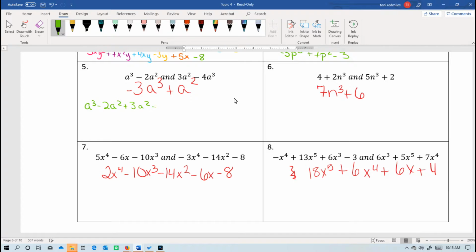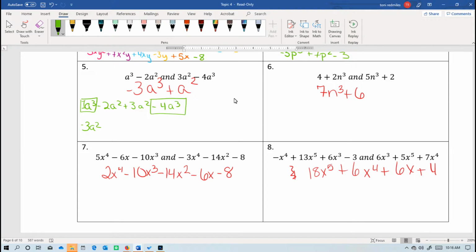Let's do this one. So my highest degree of power are these 3's here. So I have a power of 3 and a power of 3. I'm going to go ahead and put a 1, no sign, so it's positive. So 1 minus 4 is going to give me a negative 3a cubed.